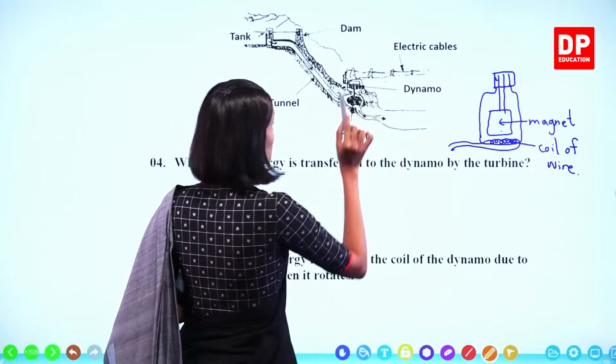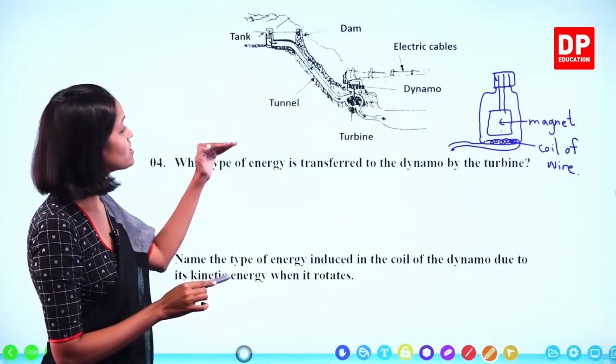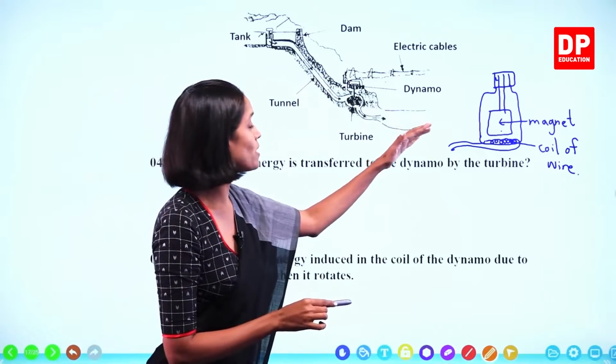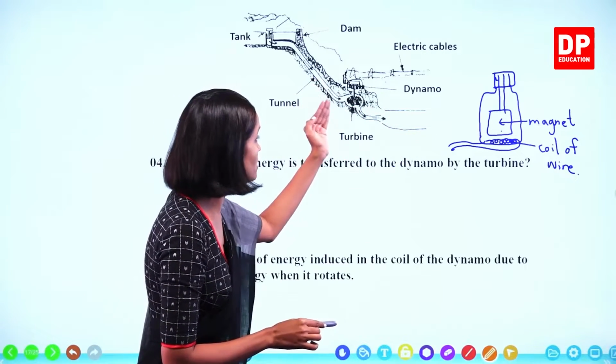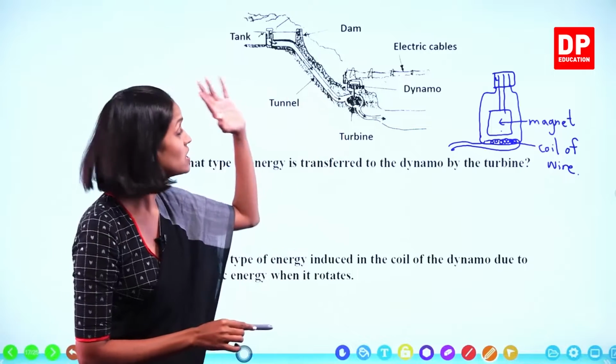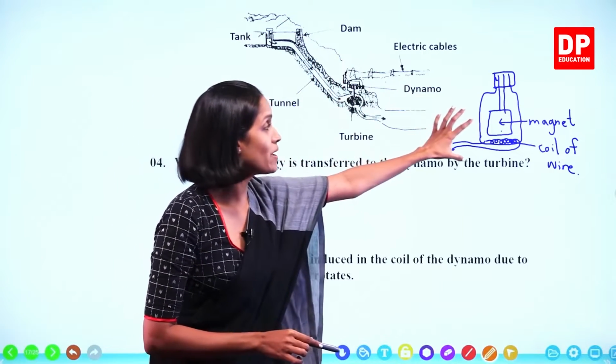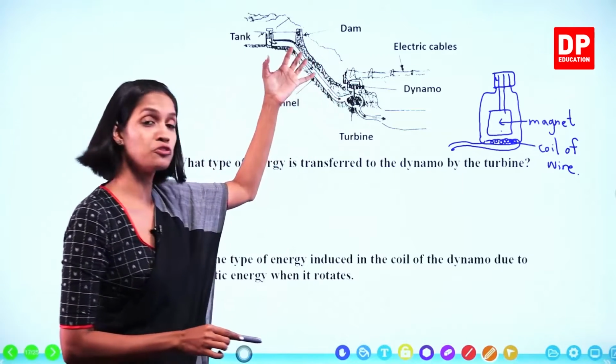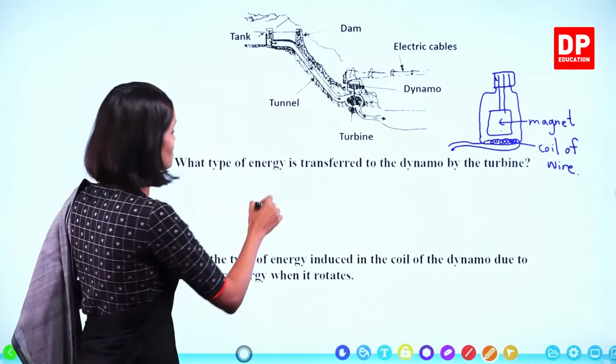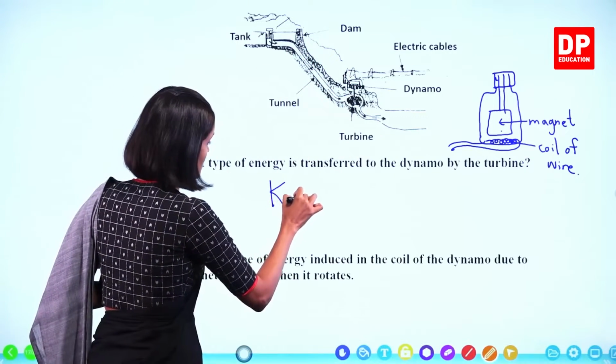So in the dynamo, what happens? What type of energy is transferred to the dynamo by the turbine? When the turbine rotates, it has kinetic energy. That kinetic energy is provided to the dynamo. So the magnet also starts to rotate. Therefore, that is also kinetic energy, right? Kinetic energy.